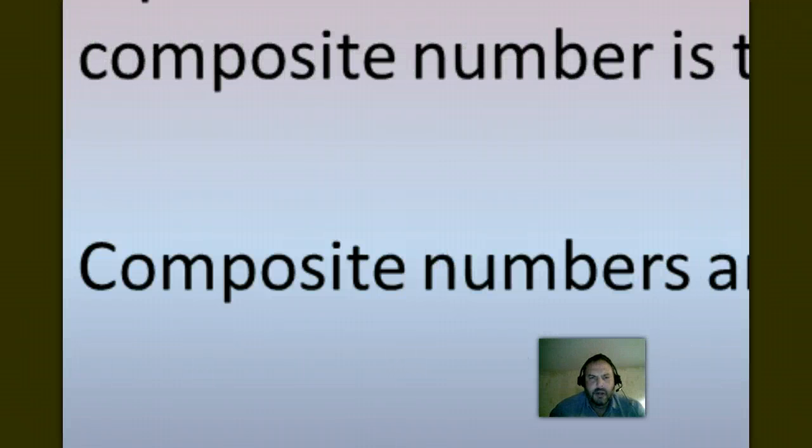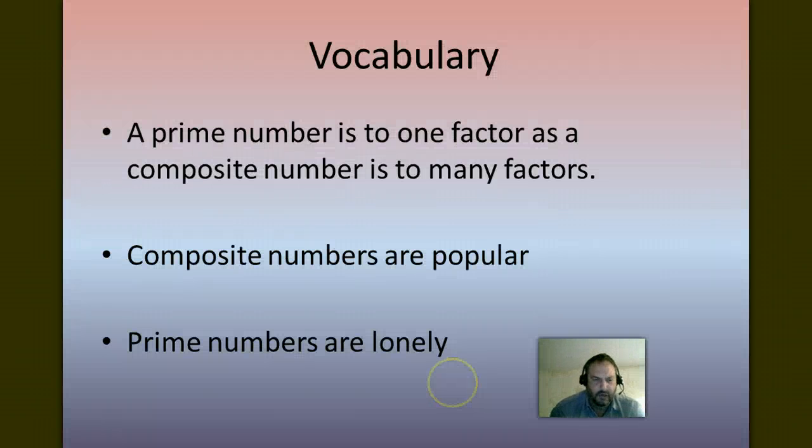A prime number is to one factor as a composite number is to many factors. So that's the big difference between them. With a prime number, you just have 2 factors, 1 and the number. A composite number has more than 2 factors. I like to think of it as composite numbers are popular, prime numbers are lonely. Lonely, lonely, lonely.